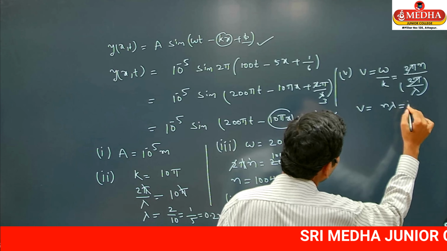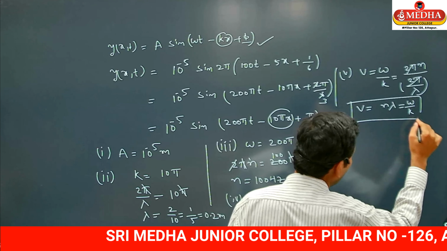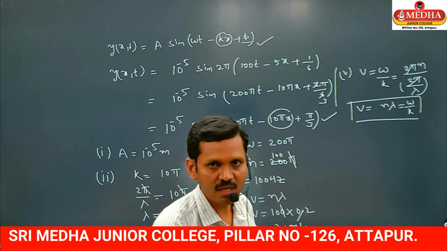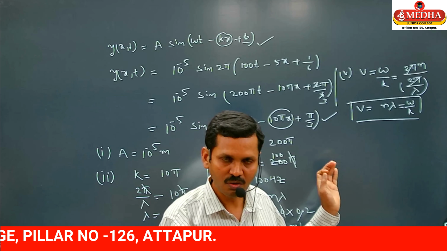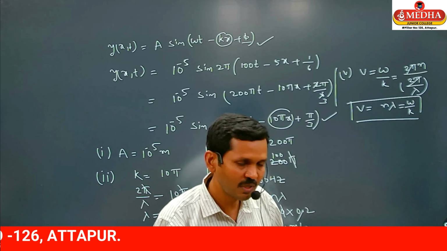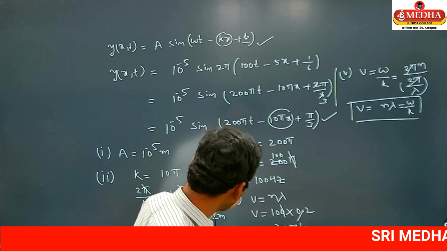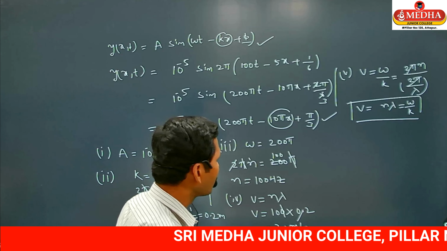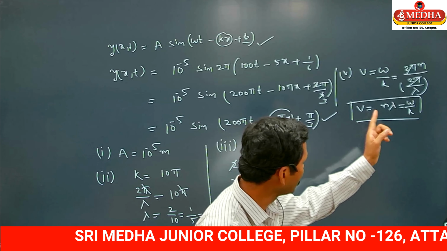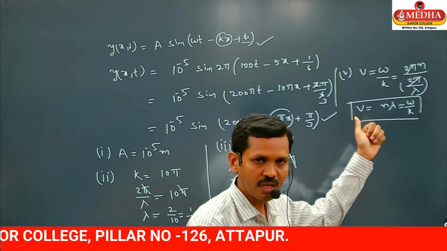So for V, we have the direct formula n lambda, or we can take the shortcut way, omega by k. Simply remember, omega is the t coefficient and k is nothing but the x coefficient. So suppose you don't know, no need to calculate V value, n value and lambda value. Directly, if you take V is equal to t coefficient by x coefficient, we can calculate V.